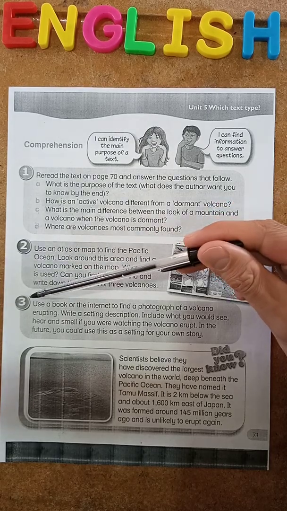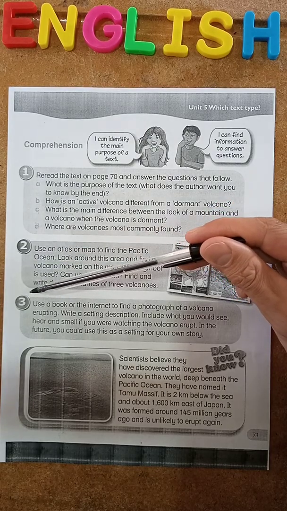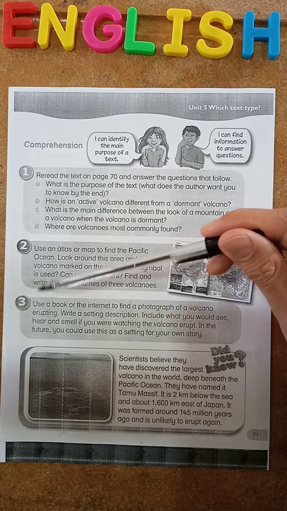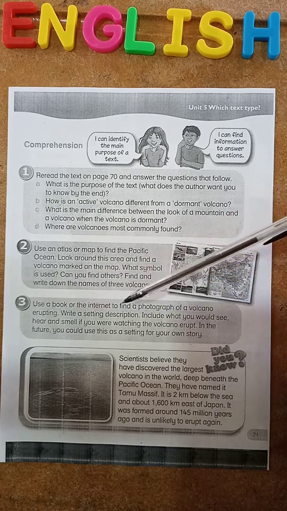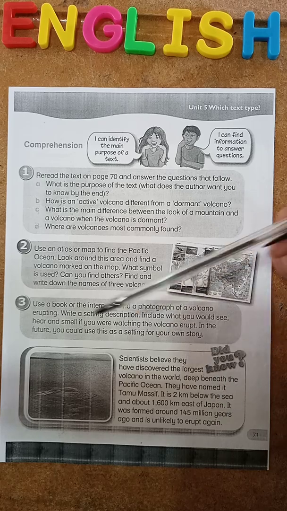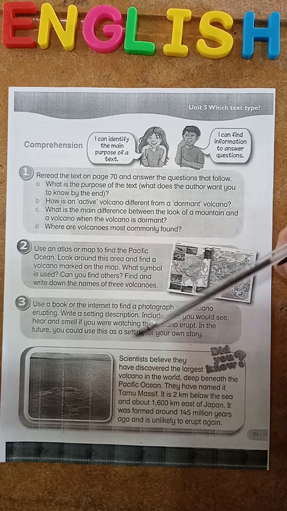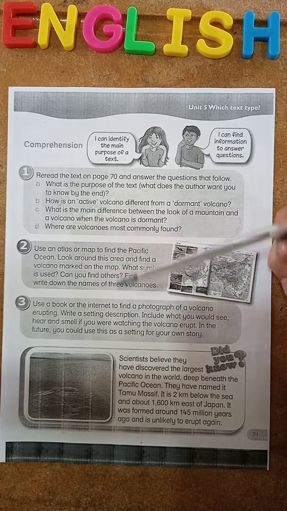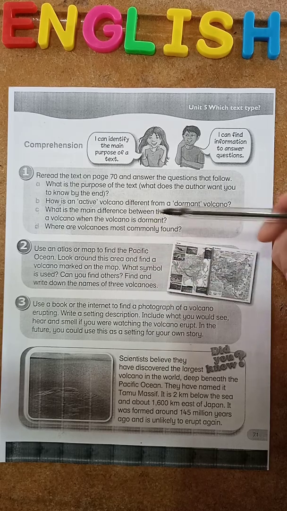Question 3. Also, you'll need to use a bit of your initiative. It says, use a book or the internet to find a photograph of a volcano erupting. Write a setting description. So you're going to describe what that would look like using wonderful adjectives to make it interesting for the reader.